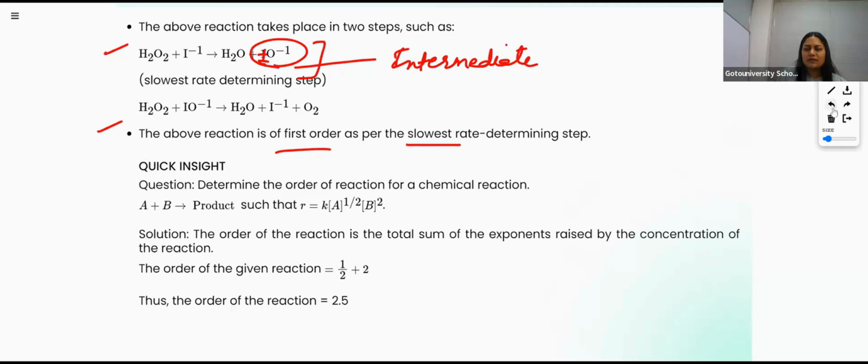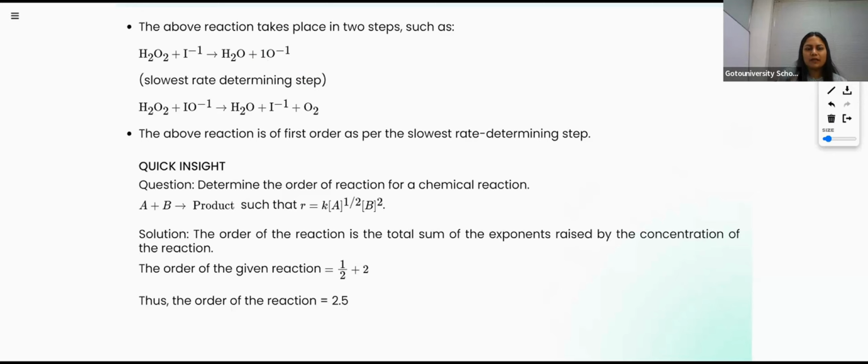So from this we concluded that order can be experimentally calculated. It is an experimental quantity. Now let us do one question here. Determine the order of reaction for a chemical reaction where A and B form some product, where the rate of the chemical reaction is this. How are we going to find the order? Now this is simple. Just add the powers of the reactants. Here we will get 5 by 2, and the order of reaction will be 2.5. Understood?